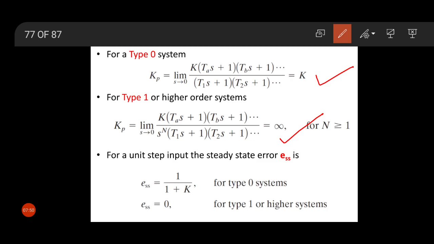So for a unit step input, the steady state error ess in terms of the static position error constant is 1 by 1 plus K for a type 0 system, and for a type 1 or higher order system the steady state error is 0. Because for a type 0 system the Kp value is K, and for a type 1 or higher order system Kp is infinite.